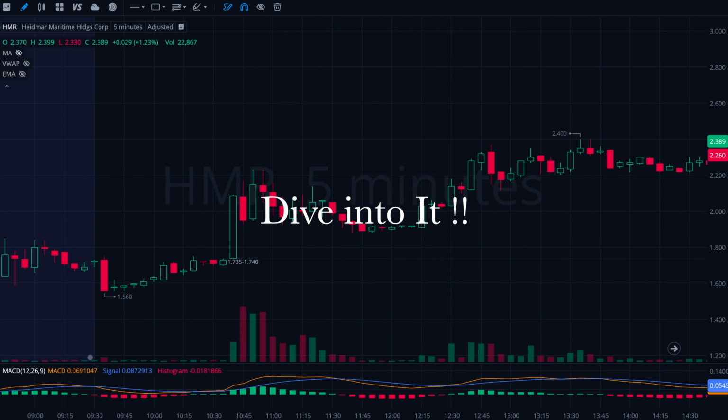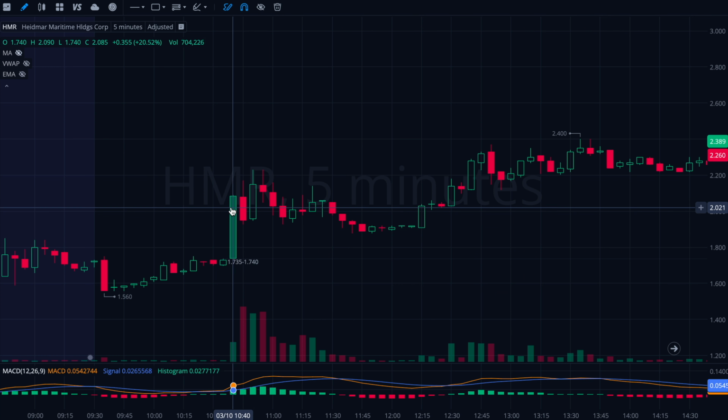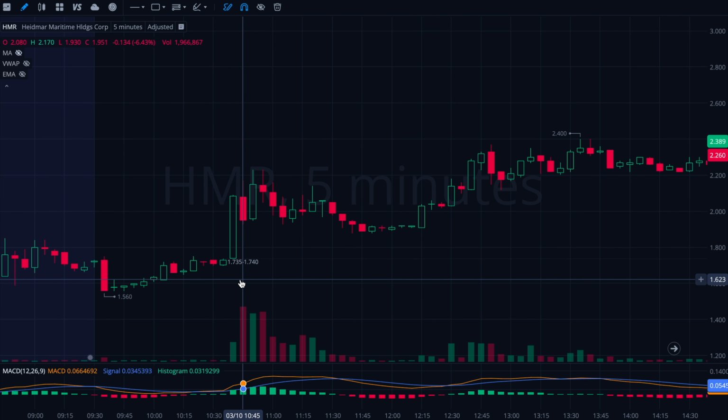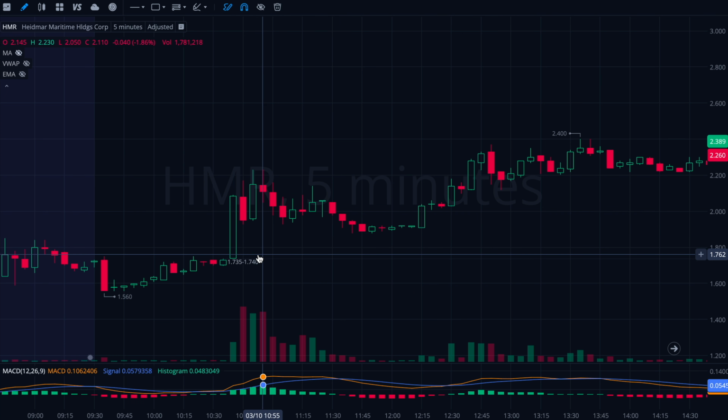So let's get started. A fair value gap is a price gap created by a rapid market movement. To identify it, we look for three candles, a significant candle that has a gap on both sides. In this case, this is the candle which will give us the fair value gap. What it indicates is there is an imbalance between buyers and sellers.